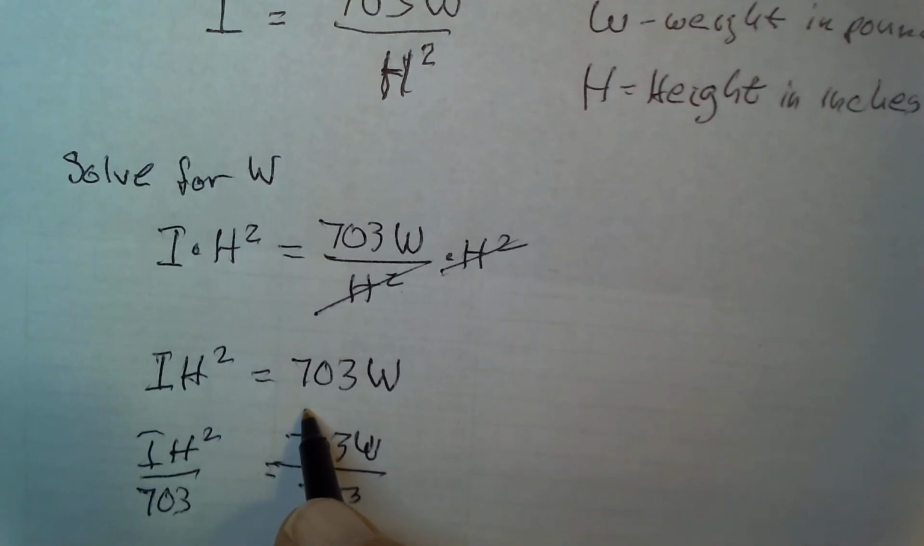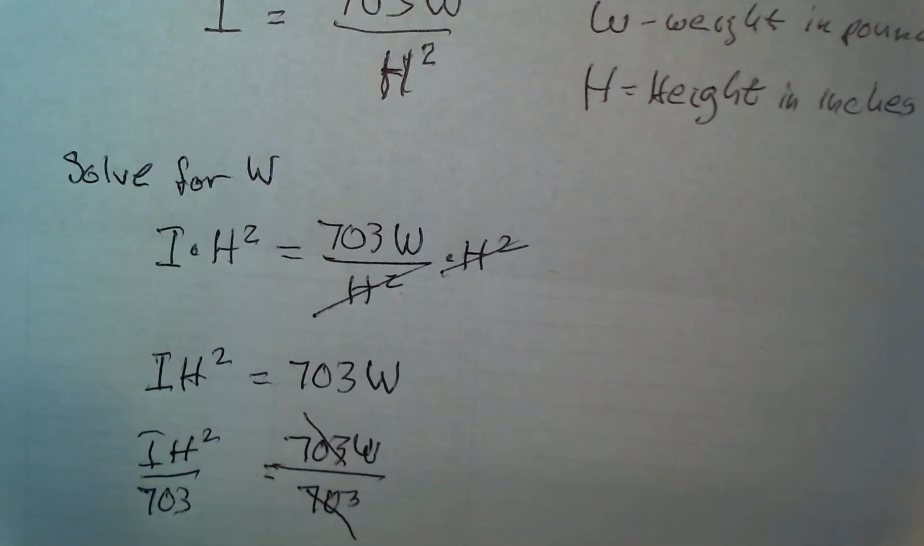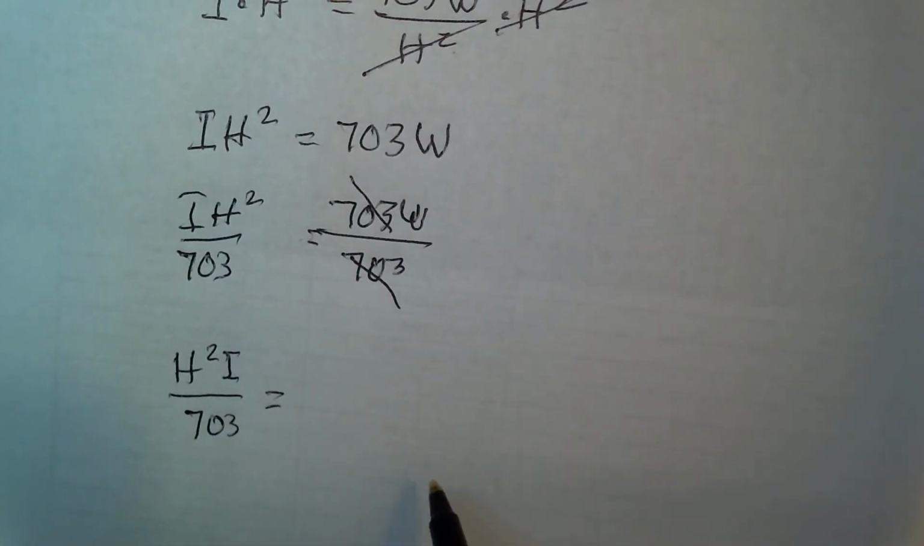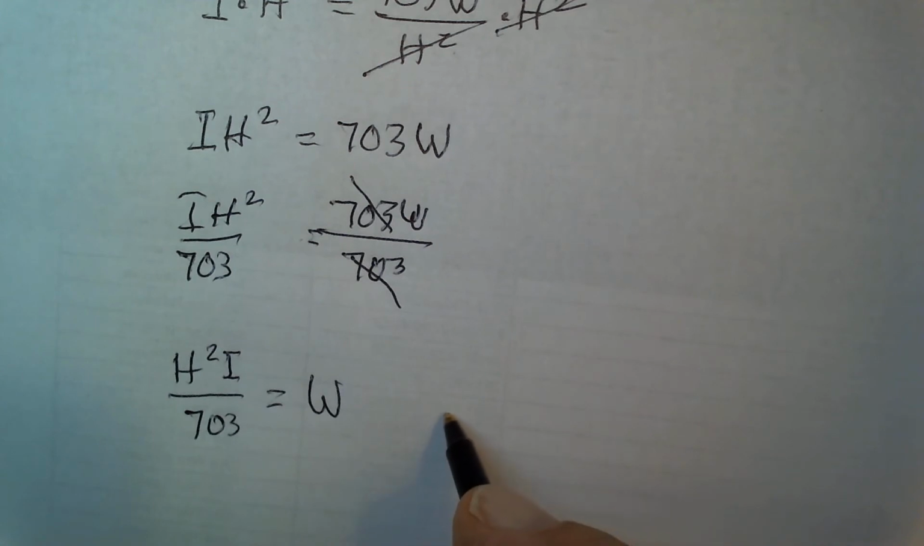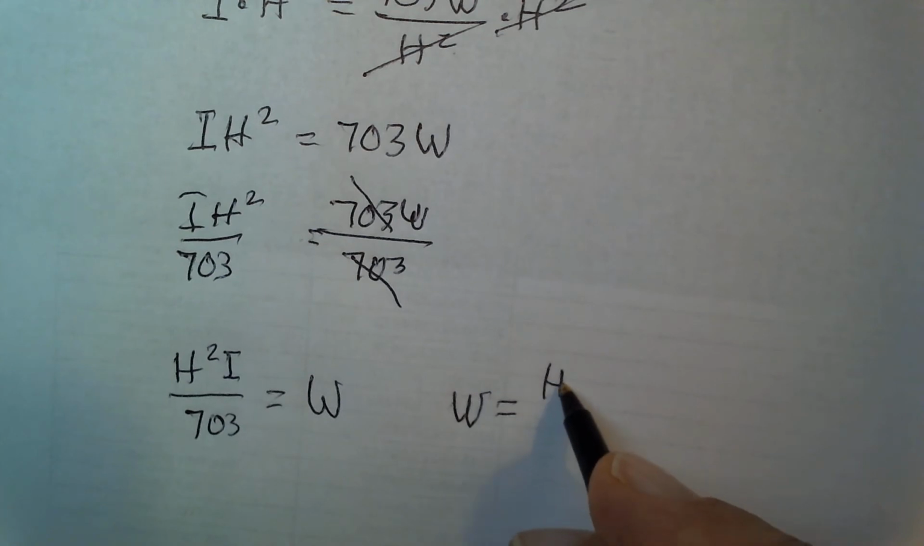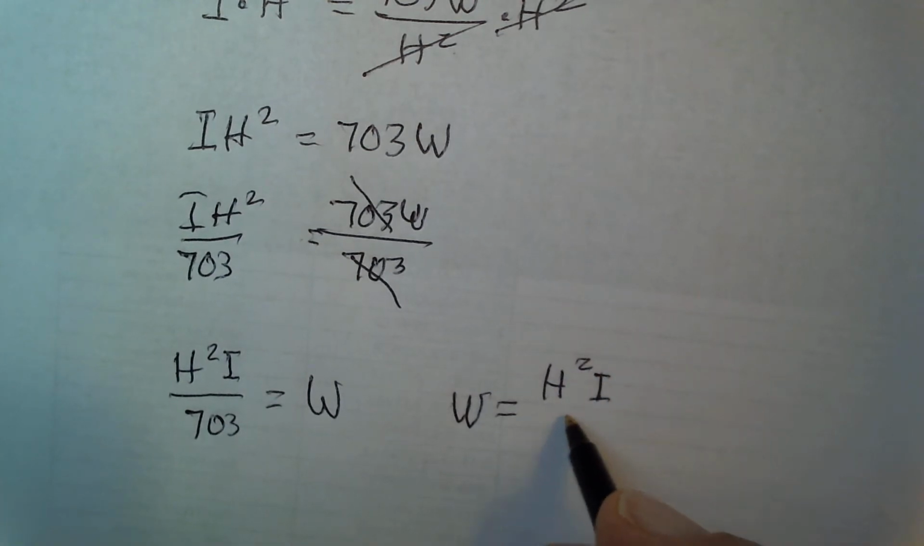So then the 703 cancel on the right hand side. So then we have IH squared, or rather h squared I, divided by 703 equals W. Or it's probably preferable to write W, since that's the variable we are solving for, equals h squared I divided by 703.